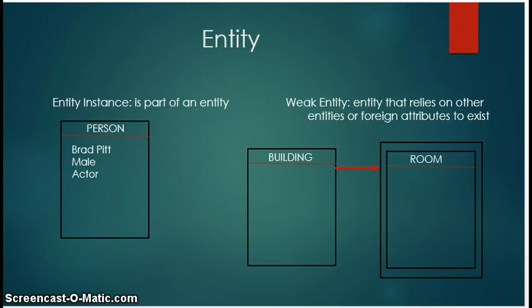An entity instance is a part of an entity. As in this example, the entity is person, and the entity instance is Brad Pitt. That's the name, male, and he's an actor. Here we have weak entities, which are entities that rely on other entities and foreign attributes to exist. Room is a weak entity because it will not be able to exist without building. So it is weak, and we notate it by having it in two boxes.